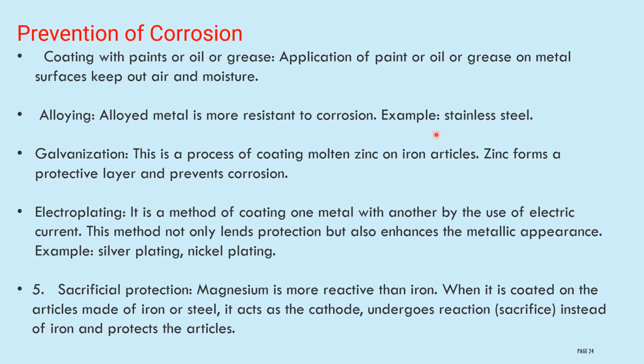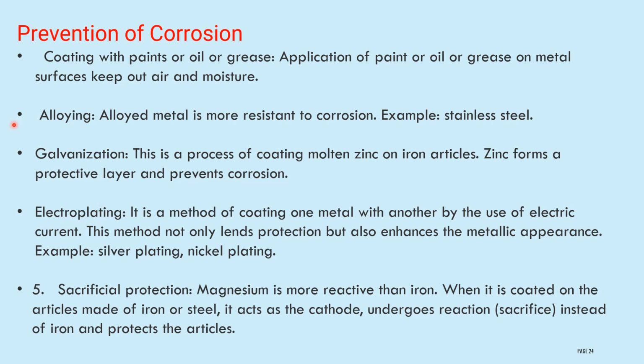For example, stainless steel. Galvanization. This is a process of coating molten zinc on iron articles. Zinc forms a protective layer and prevents corrosion. Galvanization is nothing but making a coating of zinc on iron articles. With the help of a spray, you can coat zinc on the iron article. That process we call galvanization. When you galvanize, that zinc disconnects the contact between oxygen and water with iron. Then it will prevent corrosion.